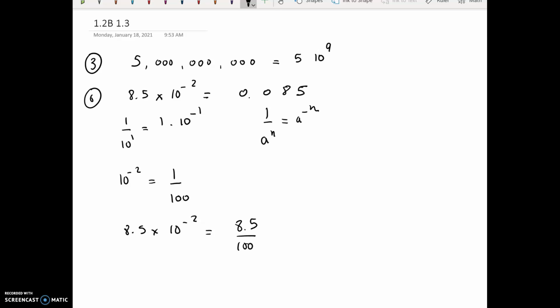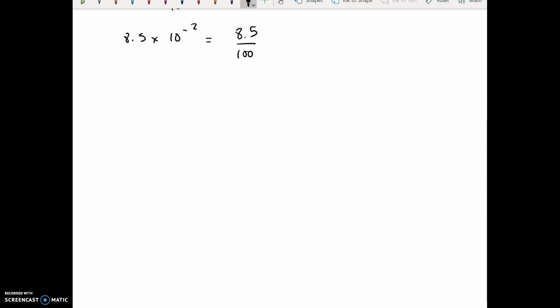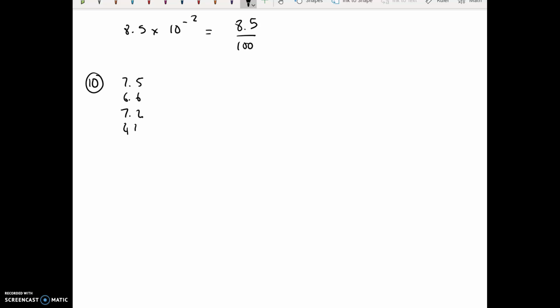All right, problem number 10. Problem number 10 is about doing an experiment. The following times in seconds were recorded. We got 7.5, 6.6, 7.2, 4.4, 6.6 again, and 6.7. And you need to find the mean.